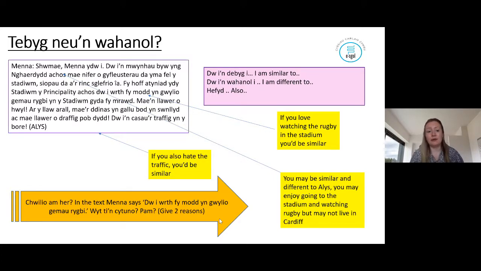You may be similar in more than one way, and you may be different in more than one way, but as long as you can find one good reason and always use the one that you can talk the most about, then that's obviously going to help you in your work. Okay, so I'm really pleased with those answers, so da iawn, and really, really good use of idioms there to connect your similarities to your differences.